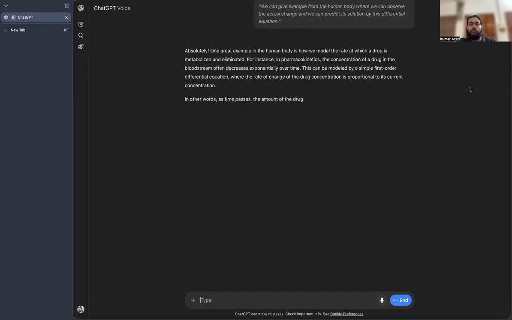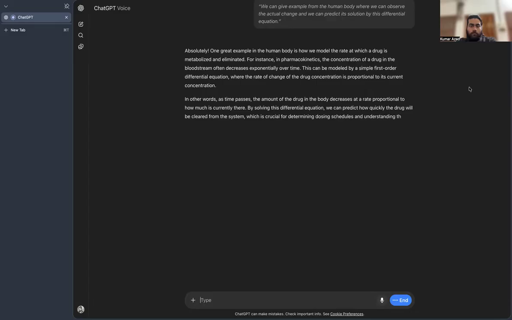In other words, as time passes, the amount of the drug in the body decreases at a rate proportional to how much is currently there. By solving this differential equation, we can predict how quickly the drug will be cleared from the system, which is crucial for determining dosing schedules and understanding the drug's efficacy and safety. It's a great example of how differential equations help us understand complex biological processes.